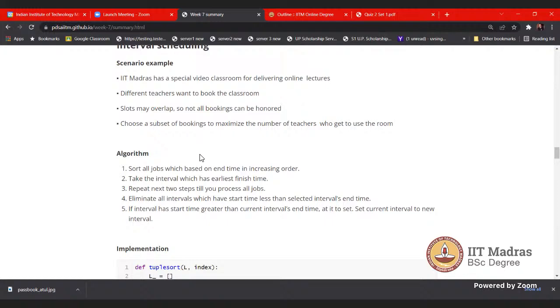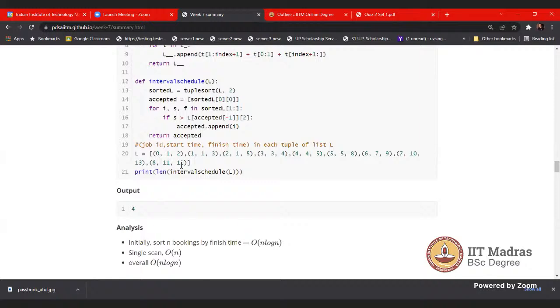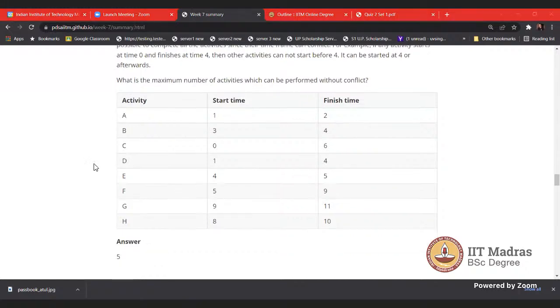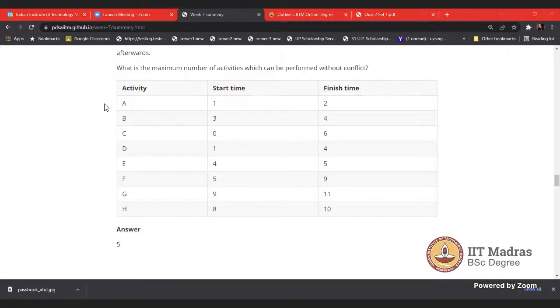So how can we solve this? Here some activities are given, and from these we want to perform the maximum number of activities. Two activities cannot be performed if their times overlap, that is, if the start time and finish time overlap with others. For this type of problem, we can use the greedy approach.